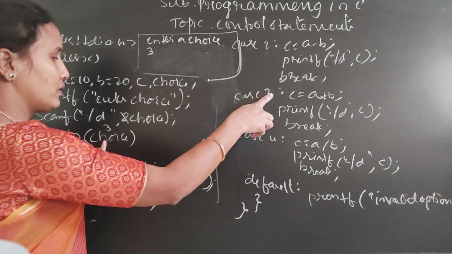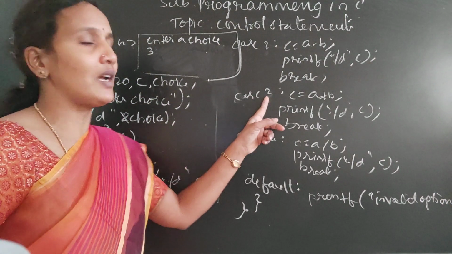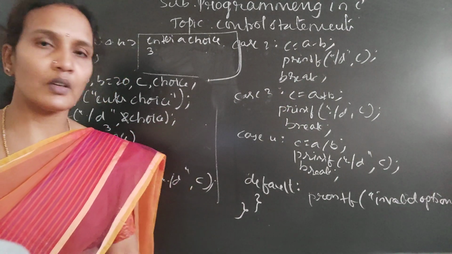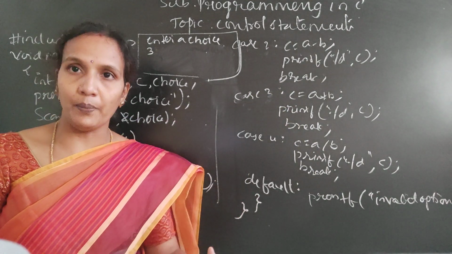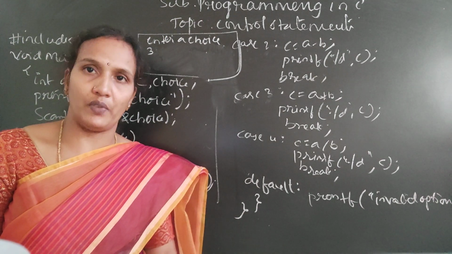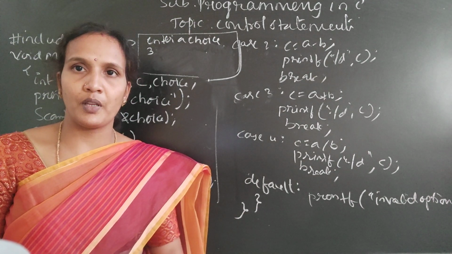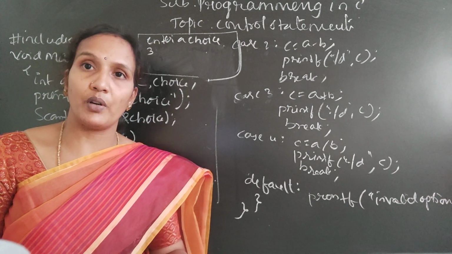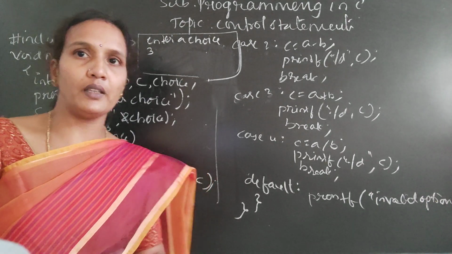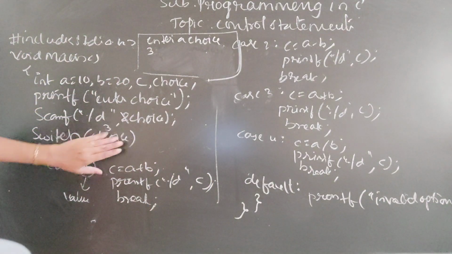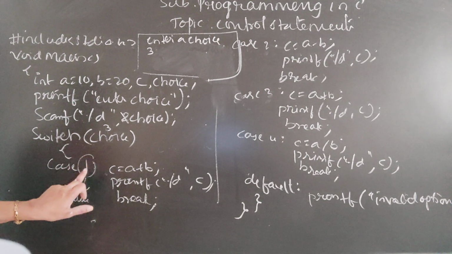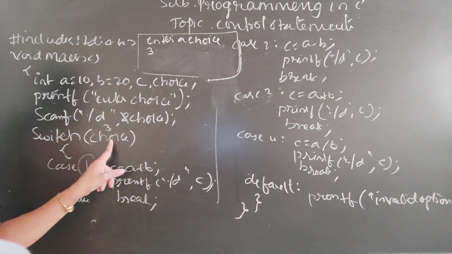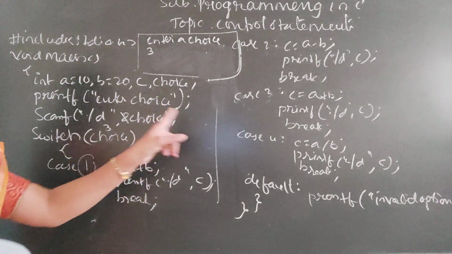So, if these two are matching, whatever statements you have written in this block will be executed and the remaining will be skipped. Like this, in a single program, you can implement n number of conditions using a switch. It is called a multi-decision making statement. Here, whatever expression result is there is compared with the case values. Whichever case value is matching with the given expression result, that block will be executed and the remaining will be skipped.